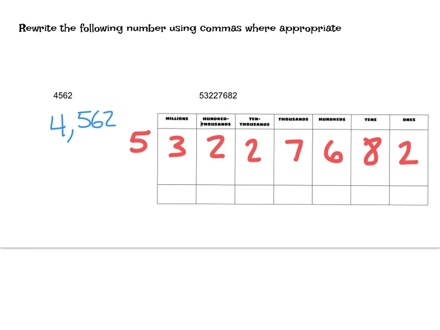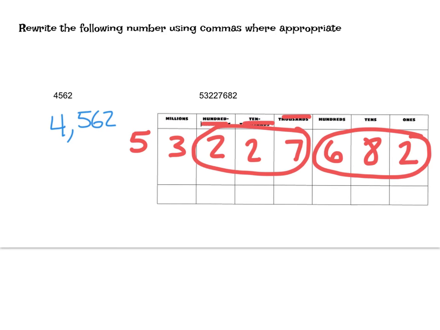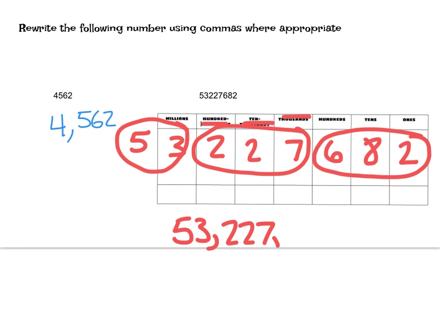All right. So now I'm going to figure out where I add my commas. Remember, I want to do groups of 3. So I'll group these together, my ones, tens, hundreds. I'll do all of my thousands together. Anytime I see that word thousand, I'm going to group those together. And then finally, I have my millions. So to write this with commas, I would write it as 53,227,682.